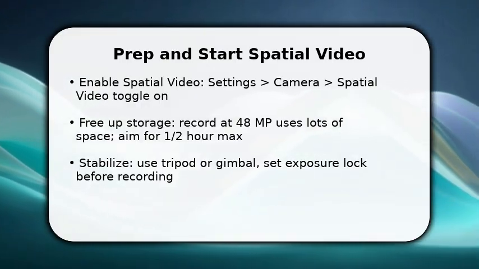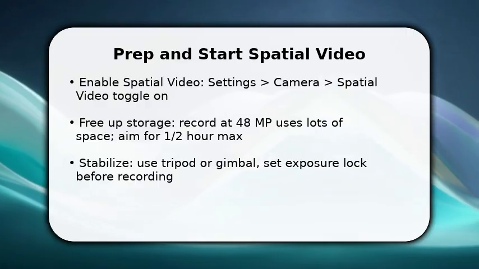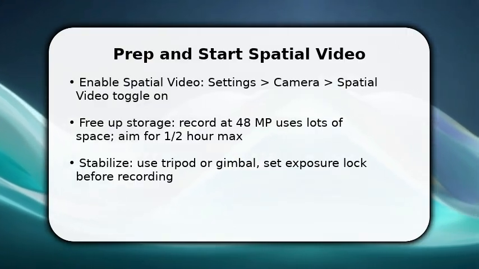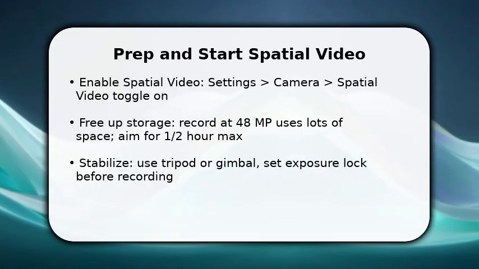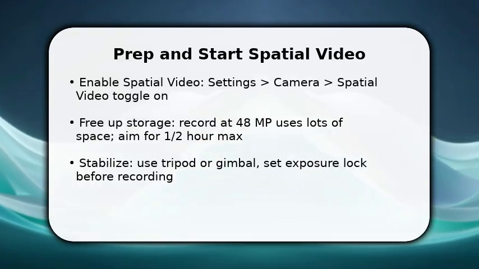Then open Camera, switch to spatial video mode, and frame your subject close enough for detail, but not too close to lose context. Press record when exposure and focus are locked.